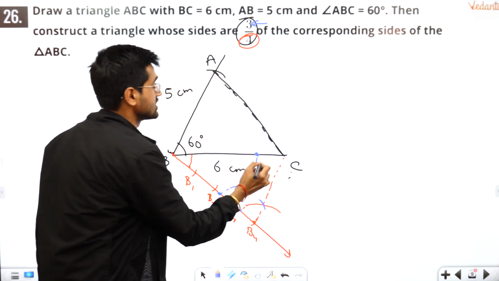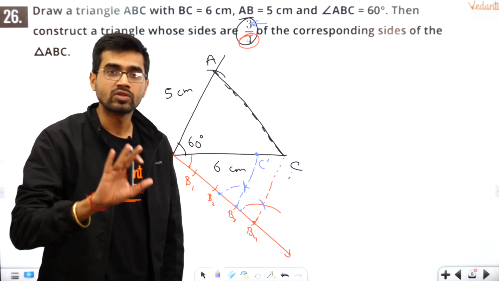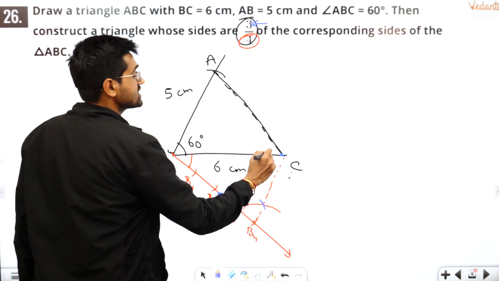Wherever it cuts, it is your C dash. This point with the dash. This point with the dash. Okay, fine. Now you copy this angle. So just do the same.